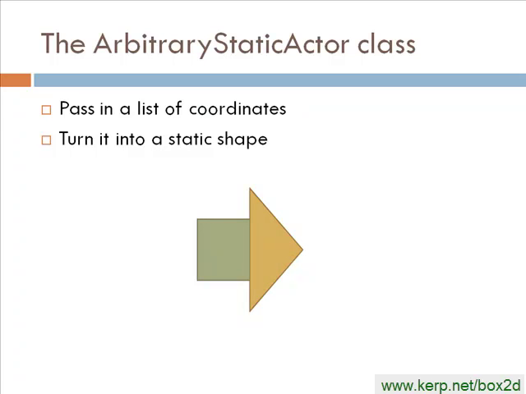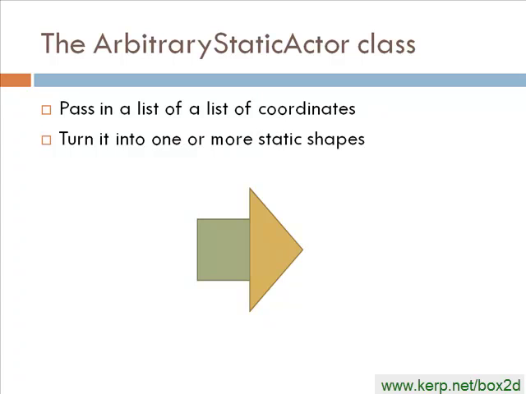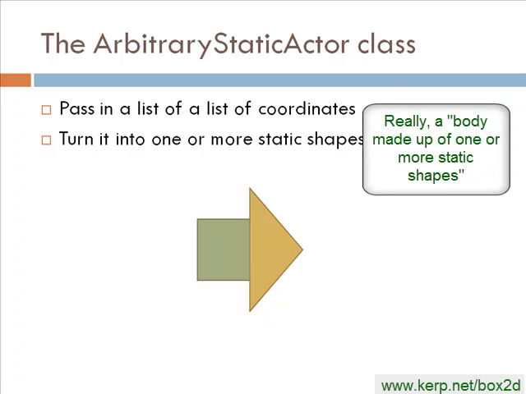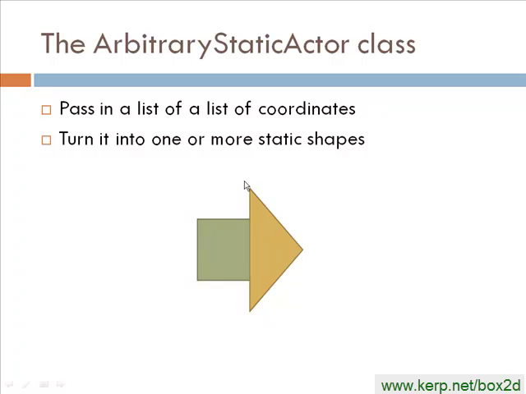So probably if we want to create this arrow, we'd have to break it up into 2 different shapes. So maybe for our arbitrary static actor class, instead of just passing one list of coordinates, we can pass a list of coordinates, and that will then turn it into one or more static shapes. So basically, I could create one list of coordinates that would define this rectangle, and a second list of coordinates that would define this triangle, all into the same actor class, and that would then create my little static arrow. I don't know if that was too confusing, but hopefully when we see it in practice, it will become a little less confusing. Although, I will admit, this is kind of a complicated class.